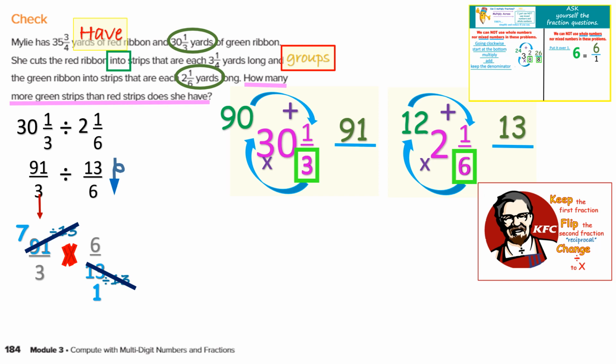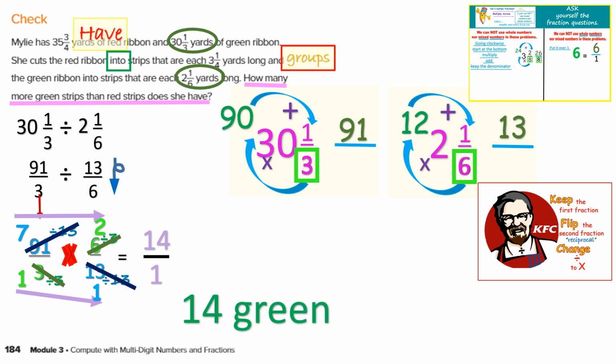What about 3 and 6? Yep, I can cross reduce those as well. 3 will go into 3, and 3 will go into 6 evenly. So when I cross reduce those, 3 divided by 3 is 1, and 6 divided by 3 is 2. Now I simply multiply across. I end up with 1 times 1, which is 1, and 7 times 2, which is 14. Now we know we have 14 green strips.